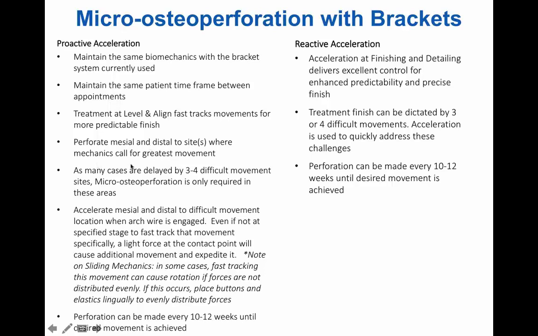You want to perforate mesial and distal to the sites where mechanics call for the greatest movement, and like I said before, I actually perforate in as many areas as I can. So many cases can be delayed by 3 to 4 difficult teeth. I call those the unruly teeth. Well, you can focus in those areas if you prefer to minimize the number of perforations. You can focus in those areas and still get really good results. So, you can accelerate mesial and distal to difficult movement location when the arch wire is engaged. You can fast track any movement by doing these perforations. And you're not increasing the forces. That's a very important point. A lot of patients think that you have to increase the force to make the tooth move faster.